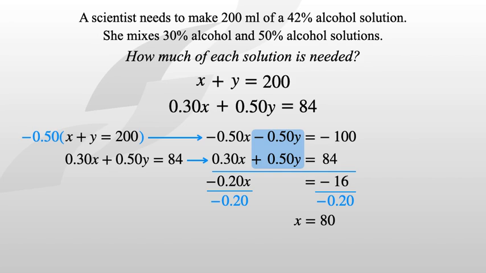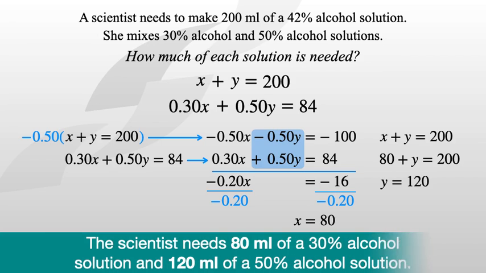80 can be substituted for x in either equation. I'll choose the first. The arithmetic is much easier. Y equals 120. This means that the scientist needs 80 milliliters of a 30% alcohol solution and 120 milliliters of a 50% alcohol solution. Let's return to the table and check these results.